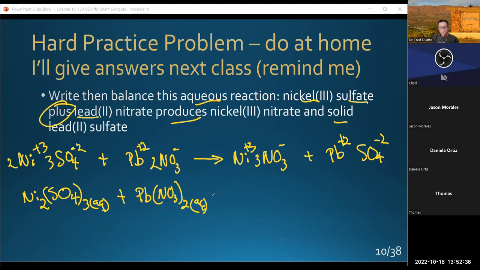All right, now we react and we get nickel and 3 nitrates, because nickel has a +2. And if you look that up, nitrates are soluble. So it's aqueous, plus lead sulfate, and that is solid. Okay.